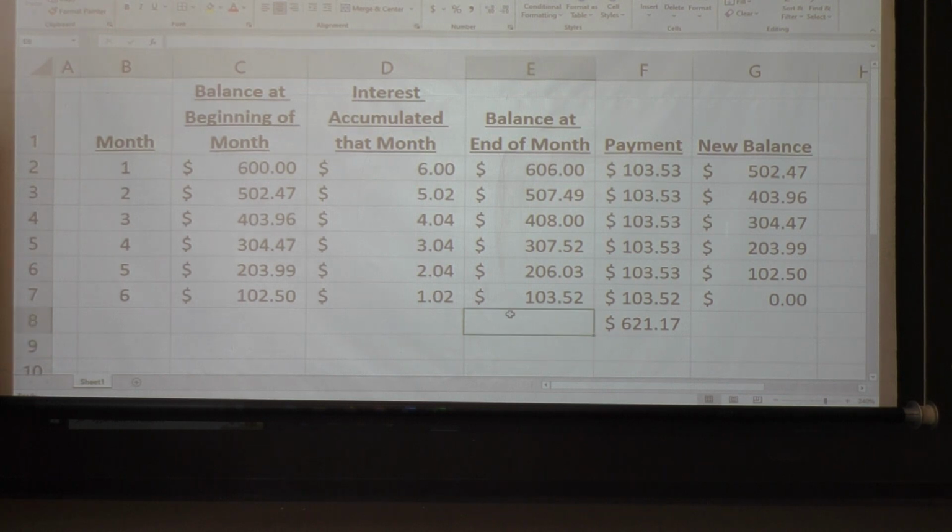Okay, so right here, that's how much he actually paid right there. He paid an extra $21.17 toward a $600 loan. Yeah. Cool.